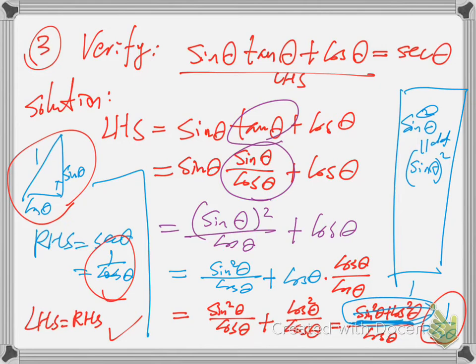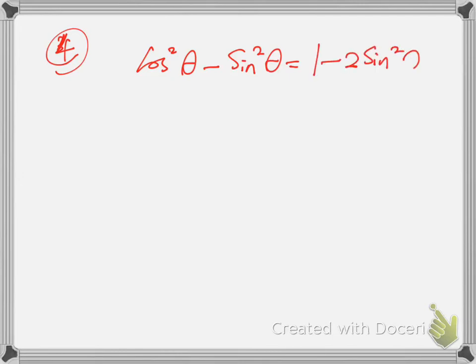So let's put the Pythagorean theorem up there. Sine squared theta plus cosine squared theta is 1, because 1 is the hypotenuse here. Let's look at one more example. This is problem 4. Let's verify cosine squared theta minus sine squared theta is 1 minus 2 sine squared theta.